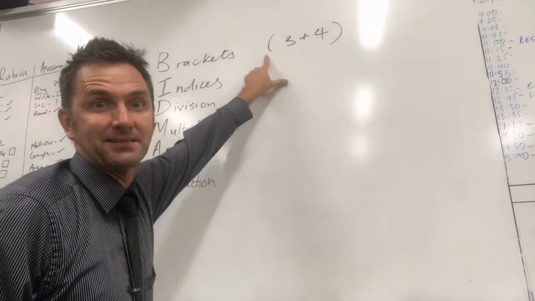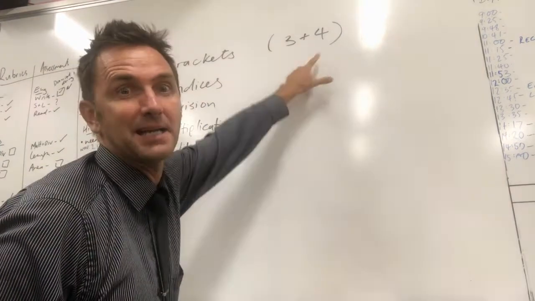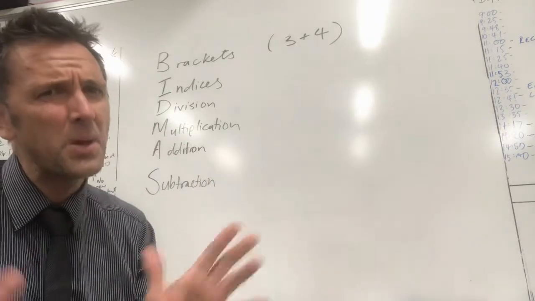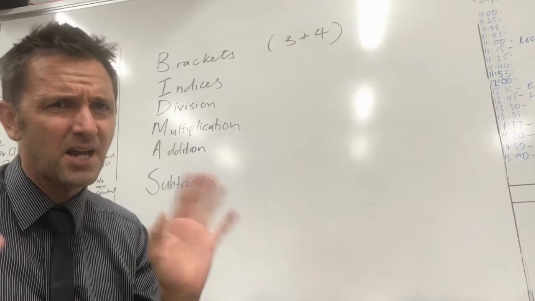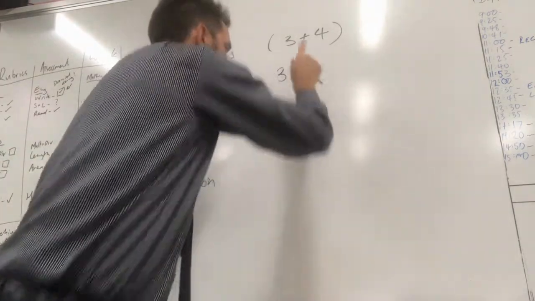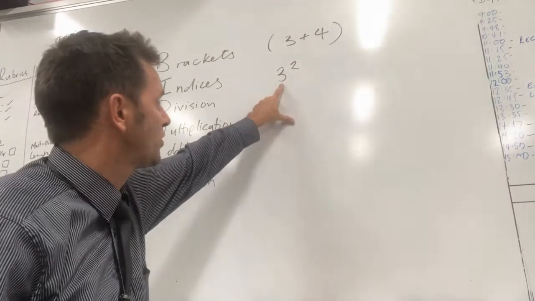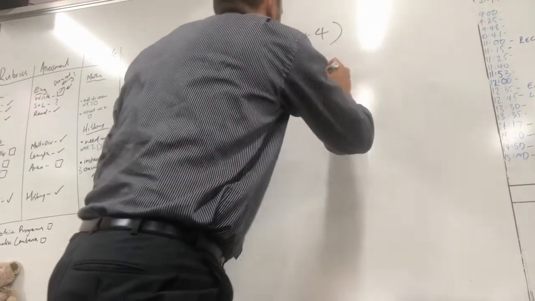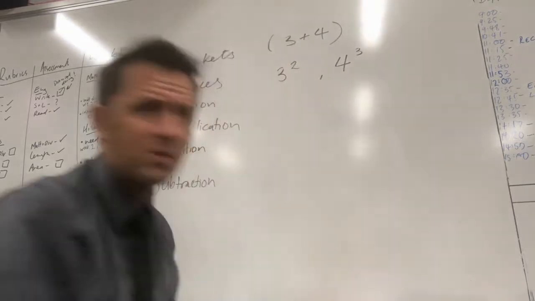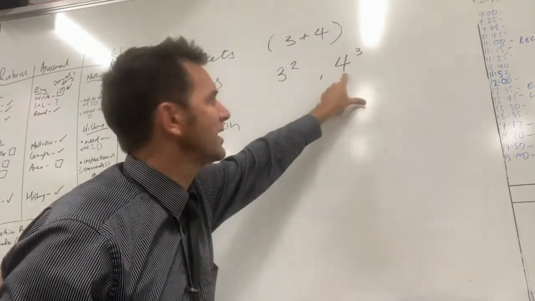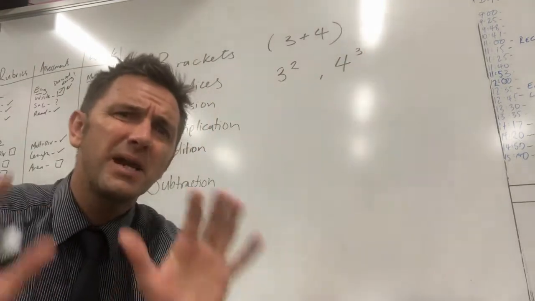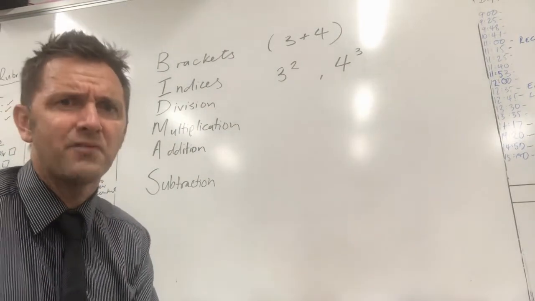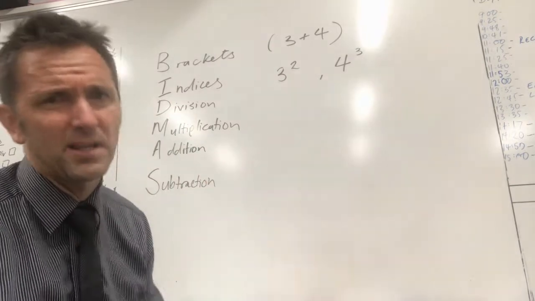Okay, and by the way, that's what brackets look like, isn't it? There's a bracket, 3 plus 4. Indices are done next. Now, this is sort of a stage 3, year 5 and 6 video. We don't really look at indices in year 5 and 6, but just so you know, indices are things like 3 squared, so that's 3 with a little 2 next to it, or you might have 4 to the power of 3, or 4 cubed. Again, we don't really do that in stage 3 in year 5 and 6 in Australia, but it's good to know. But for the purposes of today's lesson, you can skip over indices. We're not really doing those.